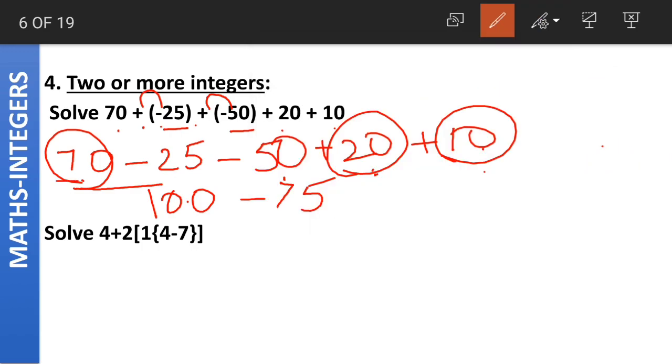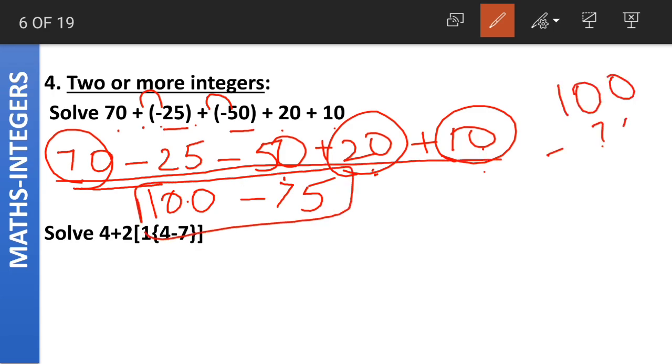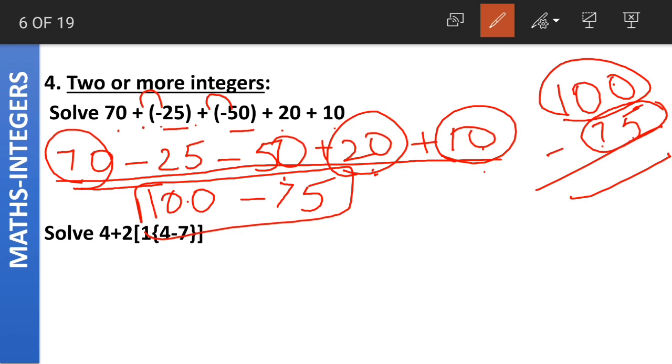And see, we've simplified such a big equation into two numbers, 100 minus 75. Now what to do when we have one positive and one negative integer? We subtract the smaller absolute value from the larger absolute value. 100 minus 75 is 25. And what about the sign? Which of these two has the larger absolute value? 100 has the larger absolute value. And what is 100 having? Is it a positive integer or a negative integer? It is a positive integer. So the answer will also have a plus sign.